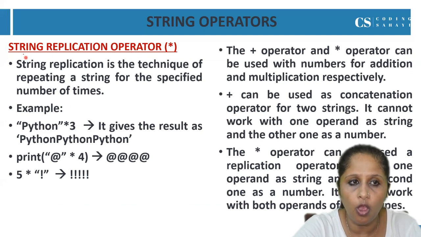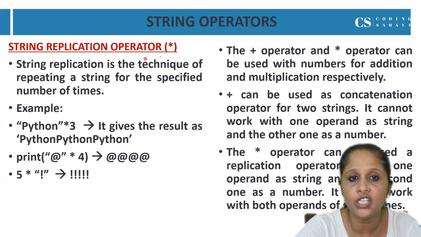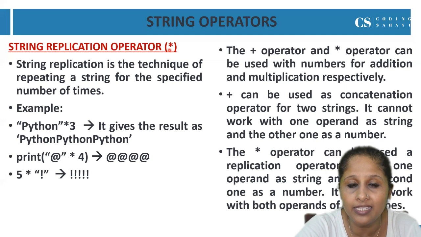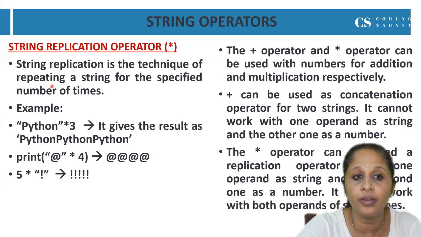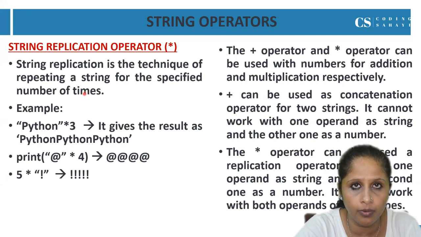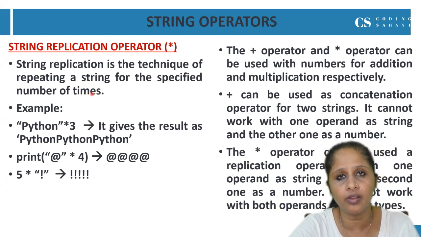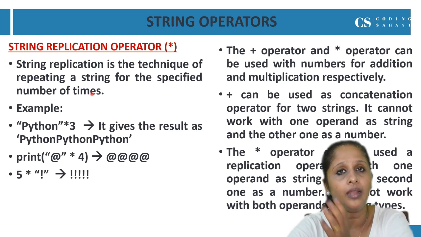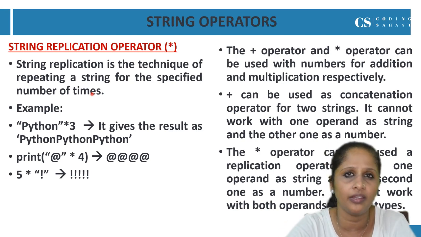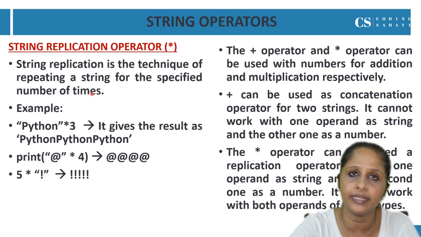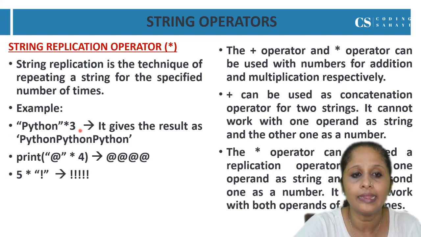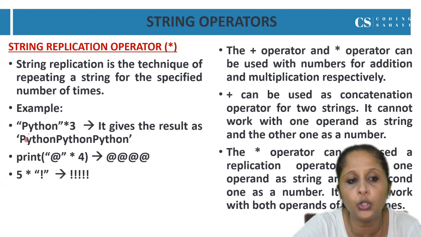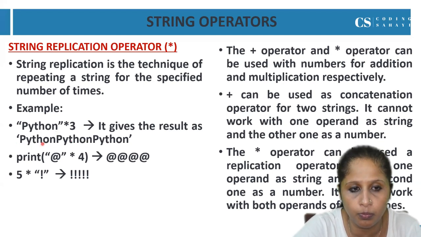Our next string operator is the string replication operator, that is the star. String replication is the technique of repeating a string for a specified number of times. You give a string, then a star, and the number of times, and that many times the string will be printed. Let's see. Here I am giving Python asterisk 3. That means it is going to print Python three times: Python, Python, Python.